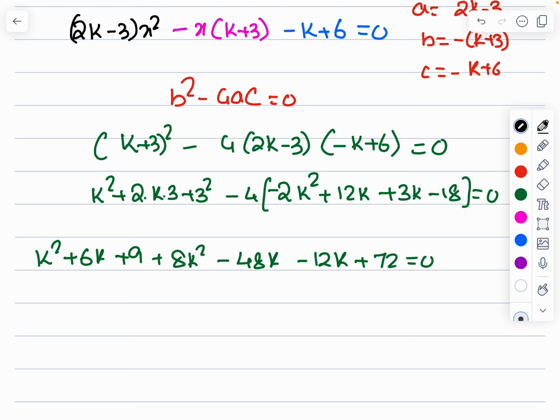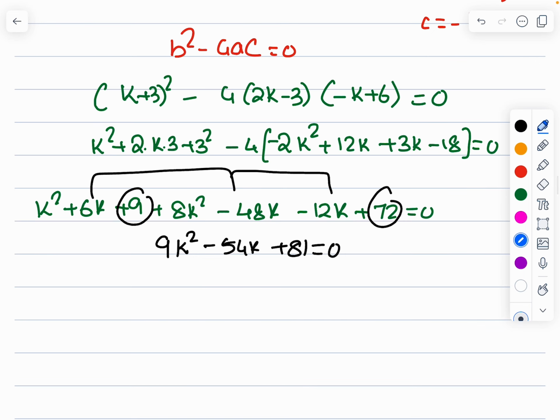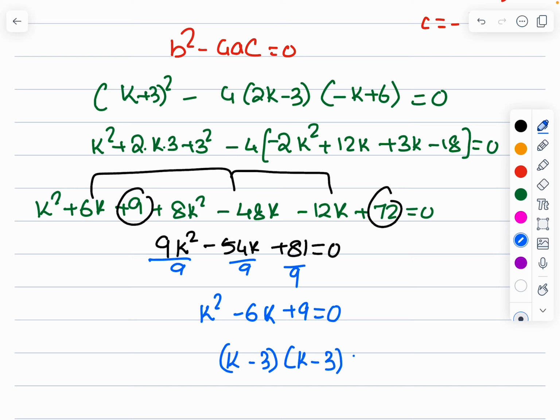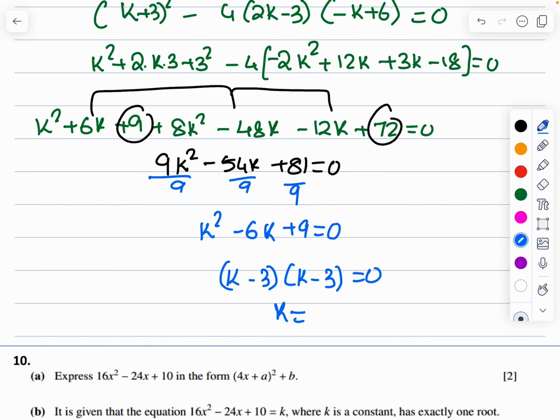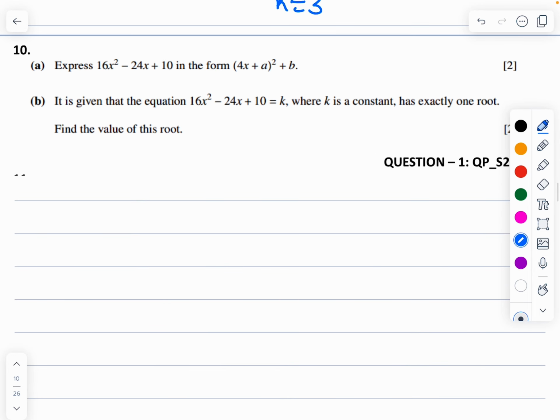So it becomes 9k², then 6 − 48 is −42, then minus 12 is −54k, then 9 and 72 becomes 81 = 0. Divide by 9: k² − 6k + 9 = 0. So this becomes (k − 3)(k − 3) = 0. So k = 3. Question number 10.